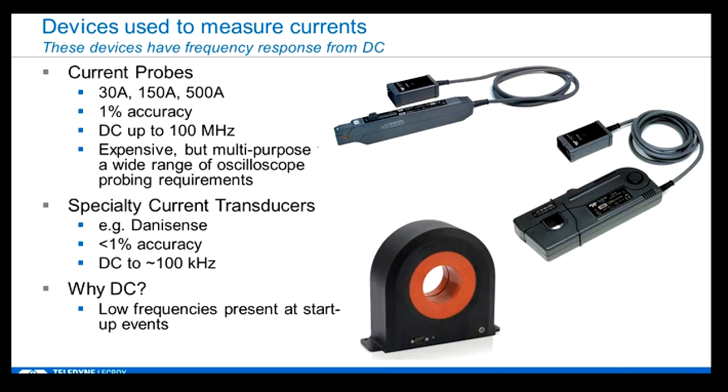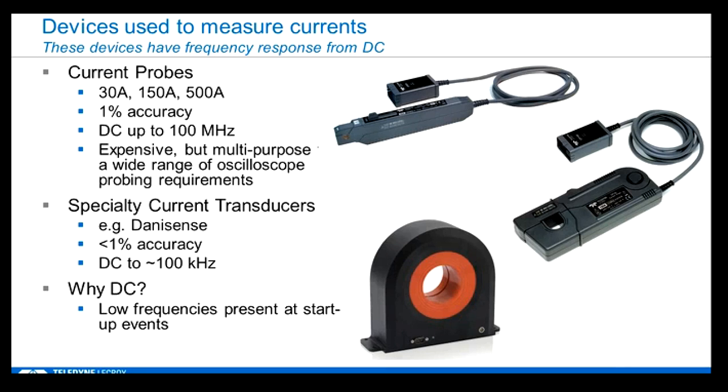Likewise with current, there's a lot of different capabilities. We make voltage probes and current probes. They reach all the way down to DC. Pretty good accuracy, very high current. There's other devices like this Danisense CT. This is also rated down to DC. It has less bandwidth, but the accuracy is better, and it's very stable.